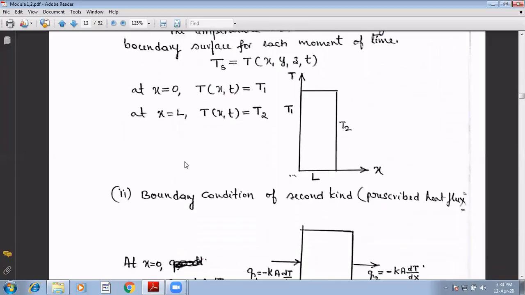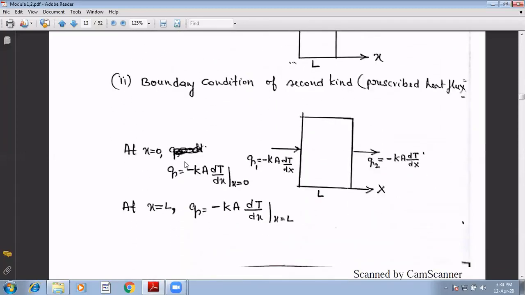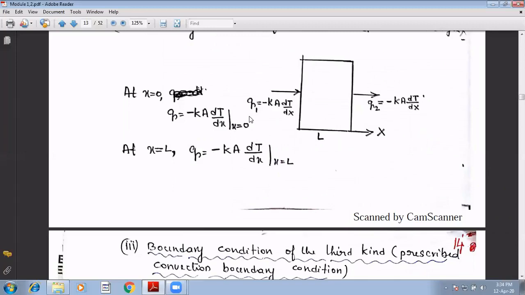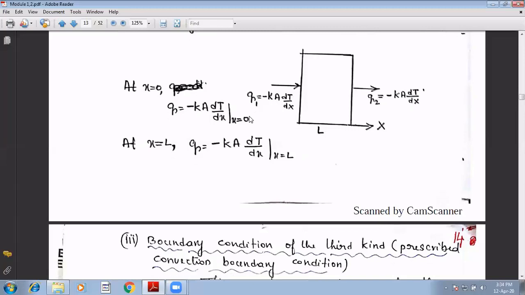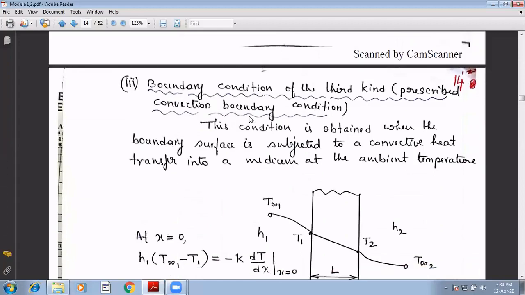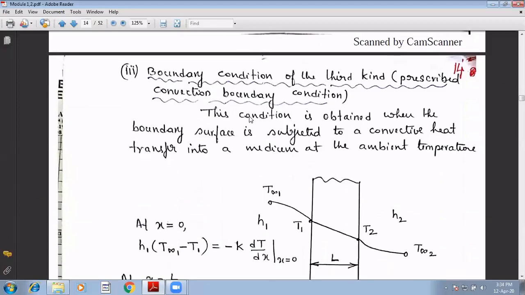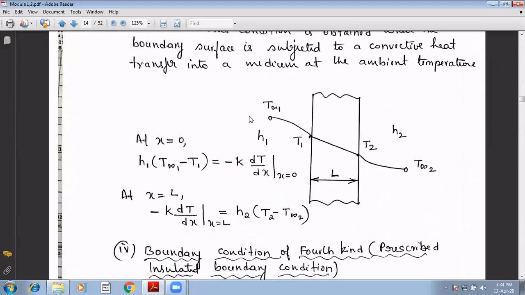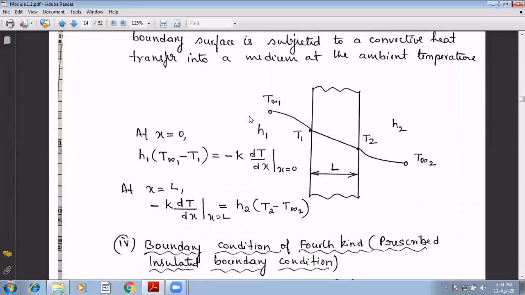Second is the boundary condition of the second kind, or Neumann boundary condition. Here, instead of absolute values, we mention the gradients. It could be heat flux or temperature gradient. Next is the combined form, which includes the Dirichlet as well as the Neumann type of boundary condition, and the expression is as follows.